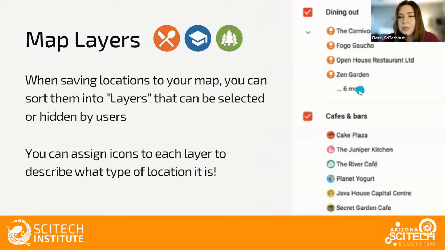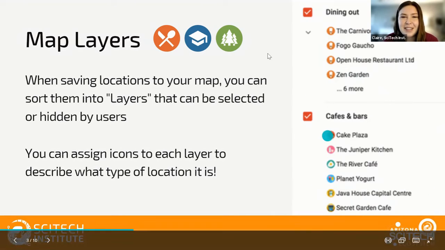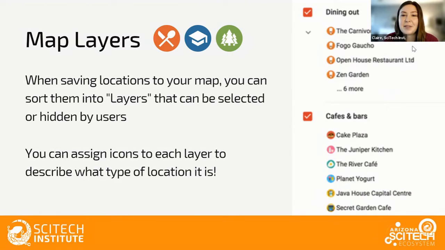One cool tool about this is you can create map layers, which basically sort the locations that you find into categories. You can give each layer a different icon, you can give it a different color. Here's an example of one that we found where someone's creating a map of their town and they've got dining out, all the restaurants they like, their cafes and bars. You can see them all together on the map. It's a really cool way to sort and make it visually easy to understand.